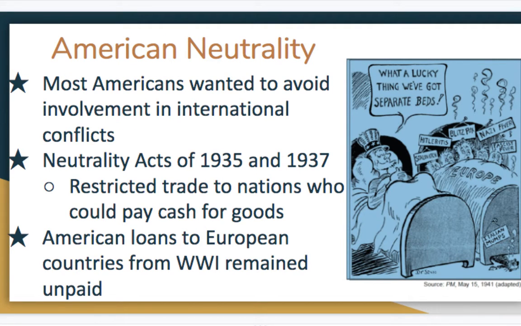So the United States is going to be completely neutral. I'm going to go through this pretty quickly because I have another section here, but most Americans wanted to avoid involvement in international conflicts. There are going to be multiple different neutrality acts that are going to restrict trade to nations who could pay cash for goods. And American loans to Europe and countries from World War I are going to remain unpaid.